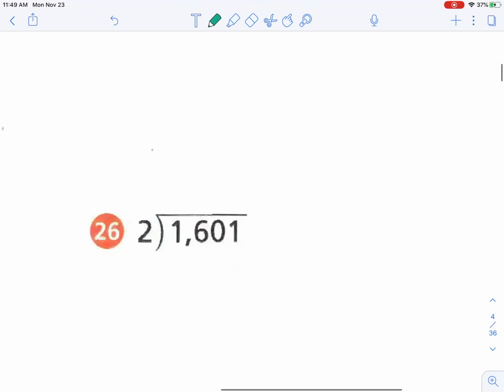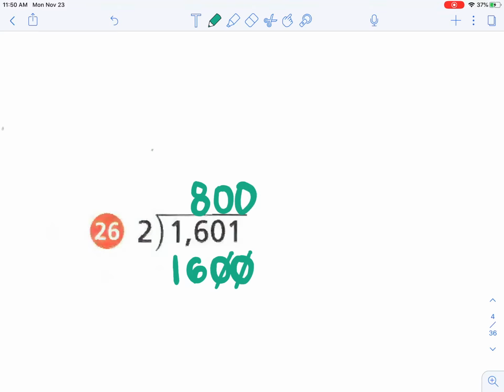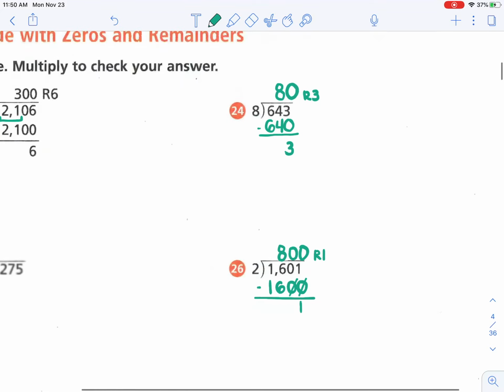Let's try number 26. This one's a little bit bigger, but this extra 1 I can change into a 0 to make 1,601 1,600. Now I have some zeros to work with. 2 goes into 16 8 times. Remember, I took away 2 zeros, so I'm adding those zeros back in. Then I still have to remember that I had 1 left over, and that's going to be my remainder.